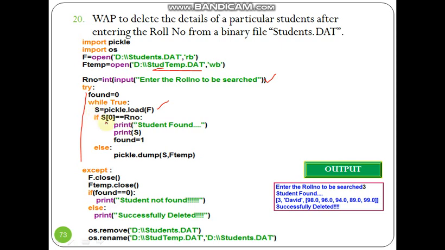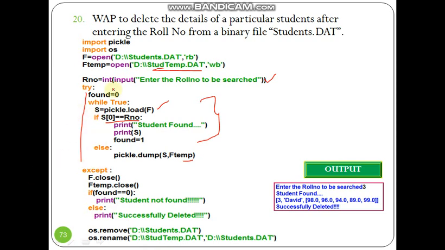Then the roll number is the first element of that, so S of 0 is checked against RNO. If that is found, then we are displaying a message for student found, and the student detail also, and making found as 1. Otherwise, if the student is not the one found, that means that is not the roll number, we are just writing that student detail to the temporary file.